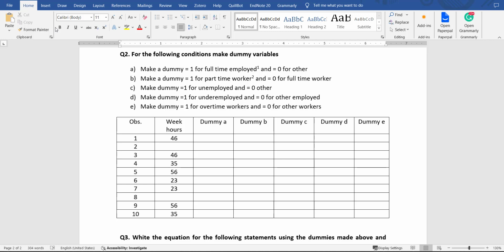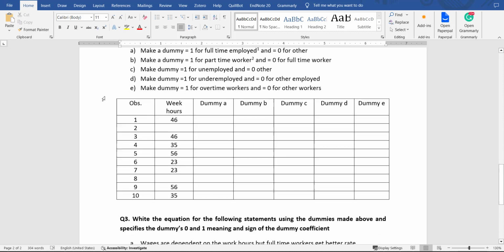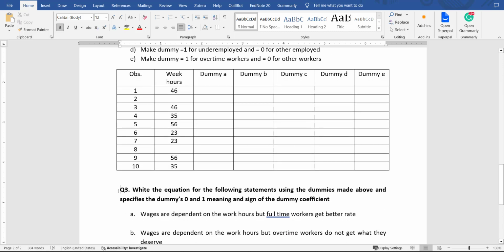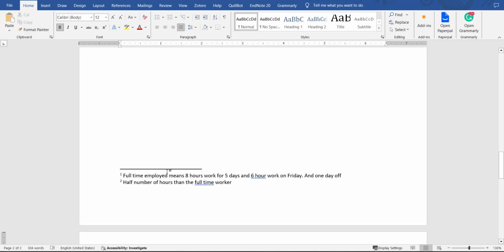First example is make a dummy which is equal to 1 if a person is fully employed and 0 for others. In the data I have given the data for 10 people and their work hours, and I have given the definition below. The definition is that full-time employed means 8 hours of work for 5 days and 6 hours of work on Friday. So 8 fives are 40 plus 6 is 46. So if a worker has worked 46 hours, he is a full-time worker.